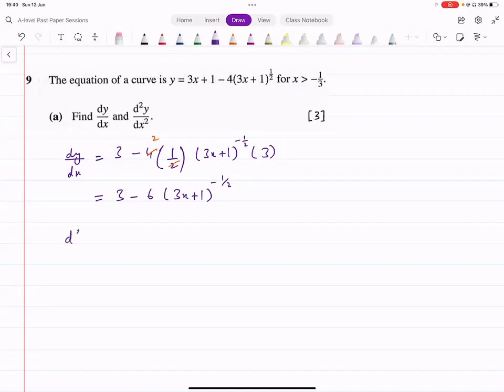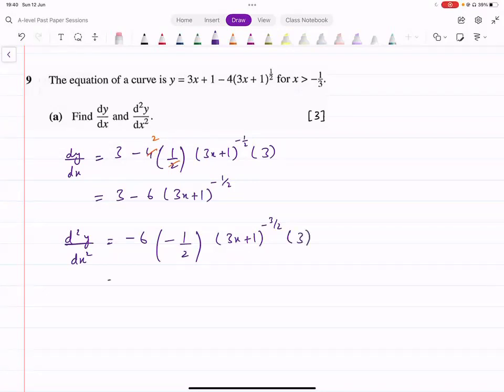Then we have to find the second derivative. That's d2y over dx squared. The derivative of 3 is 0. And then we have minus 6 into the power, that is minus 1 over 2, into (3x plus 1) whole raised to power minus 1 over 2 minus 1, which is minus 3 over 2. And then we multiply by the derivative of what is inside the brackets. That's going to be 3.